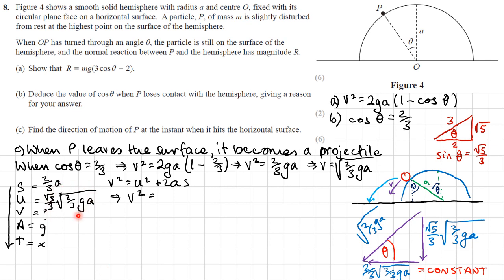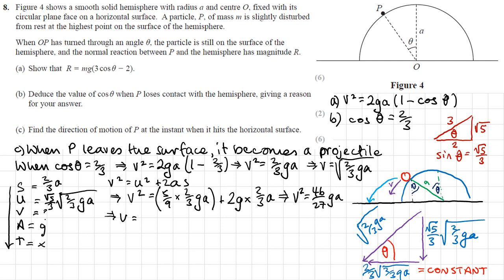So all of this here is going to get squared. So that will be 5/9 times 2/3 GA. So that's my U squared plus 2A, which is G, times S, which is 2/3 A. If I simplify all of that, I will get V squared is equal to 46/27 GA. If I square root it, that will give me V is equal to the square root of 46/27 GA.